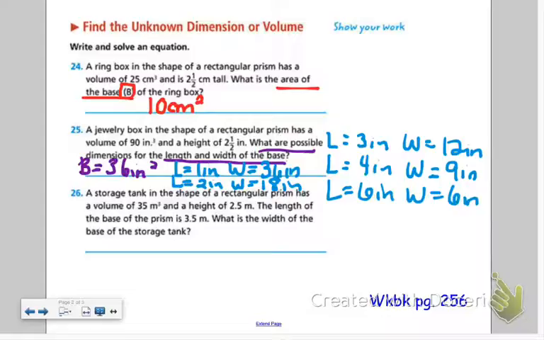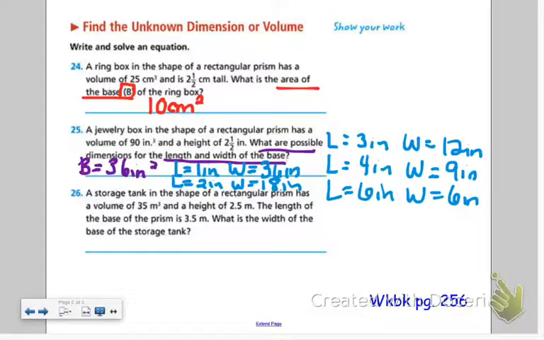A storage tank in the shape of a rectangular prism has a volume of 35 cubic meters and a height of 2.5 meters. The length of the base of the prism is 3.5 meters. What is the width of the base of the storage tank? So this time, they're giving us the volume, the height, and the length. All that's missing is the width.